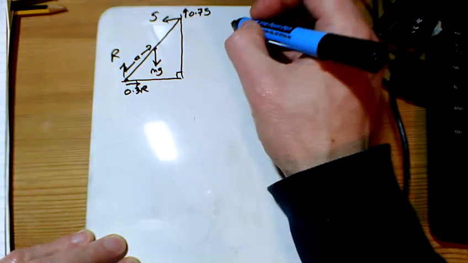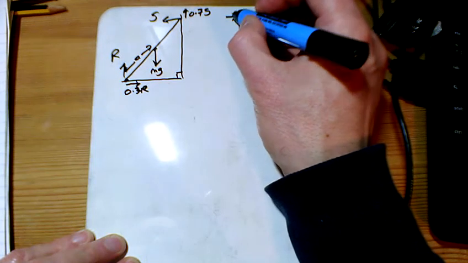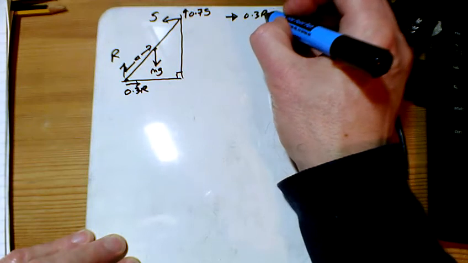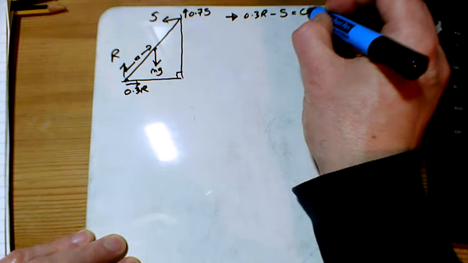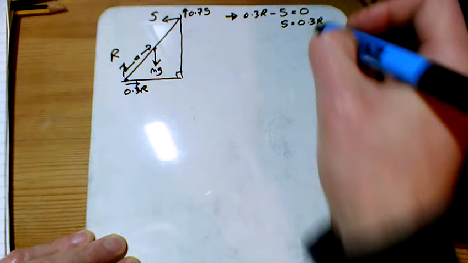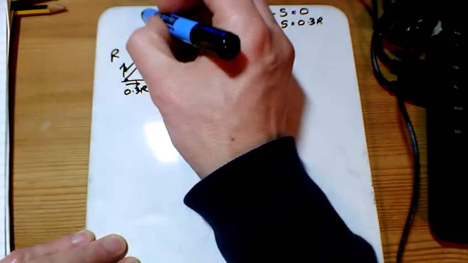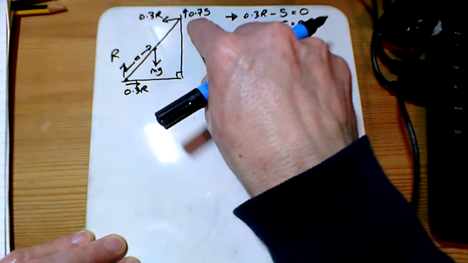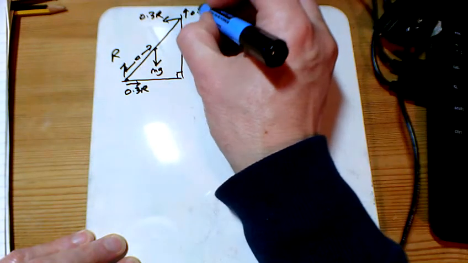And I'm going to do forces up and down first of all. So let's do forces to the right. The forces to the right are the 0.3 R, and the forces to the left are the S. So 0.3 R minus S equals 0. So that tells me S is actually equal to 0.3 R. And that might be better to actually change this now to a 0.3 R. And maybe this one up here, we could change that. 0.7 times 0.3 R is 0.21 R.